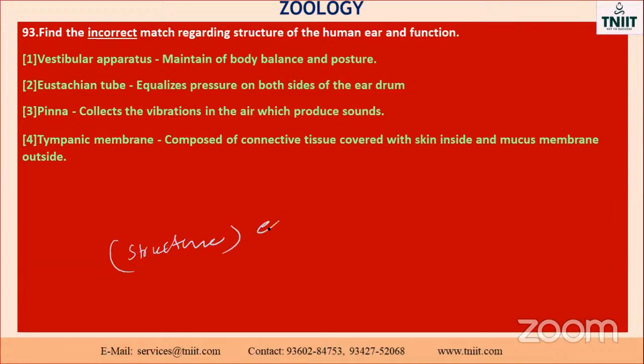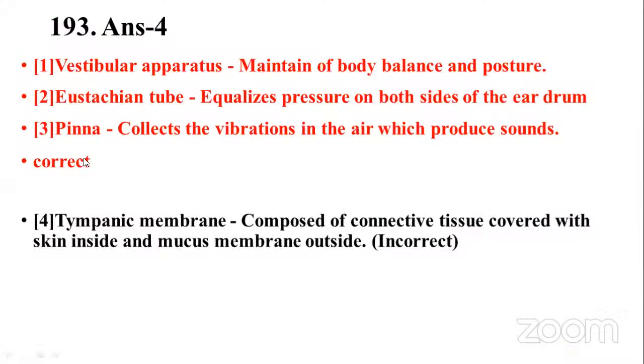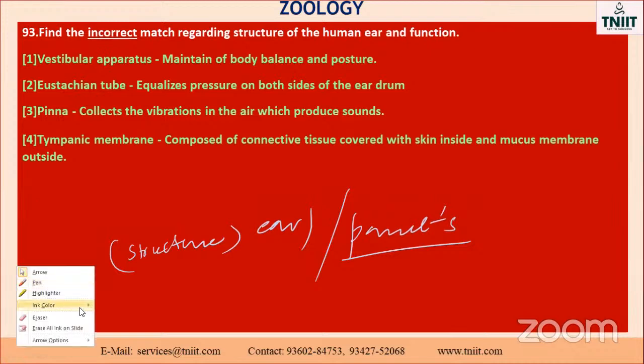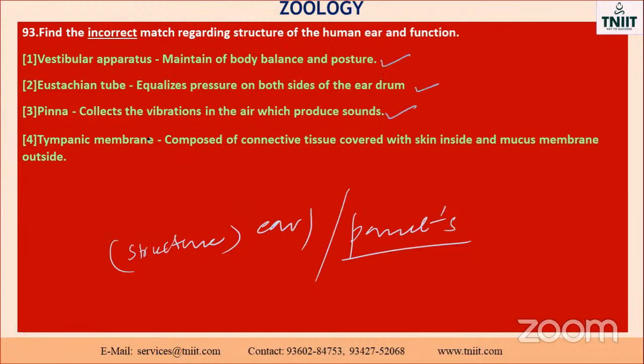Structures or parts of the ear, that one is very, very important. See, these three options are the correct statements. What they ask is the incorrect statement. You have to read the question paper carefully to see which one is correct and which one is the incorrect statement, so you have to answer properly. These three are correct statements only. The tympanic membrane is composed of connective tissue covered with skin outside and mucous membrane inside. This is wrong. So the option is the fourth one.